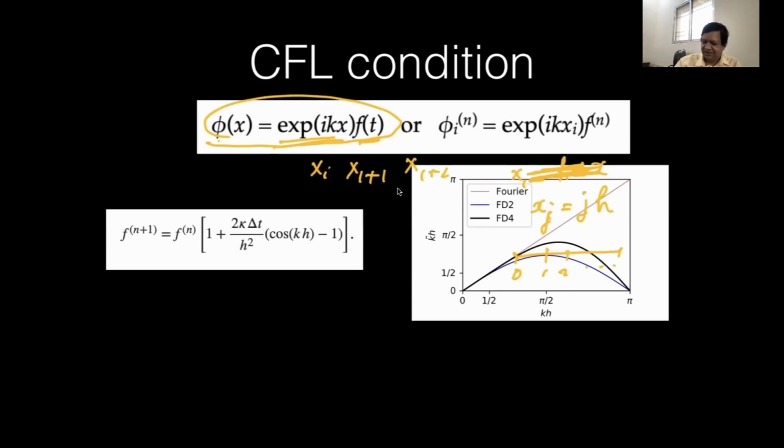It is very easy to substitute it in the equation, in the Euler forward scheme, and look for the evolution of f, which is a function of time. So f^{n+1} is f^n multiplied by a factor, which is 1 plus this object.